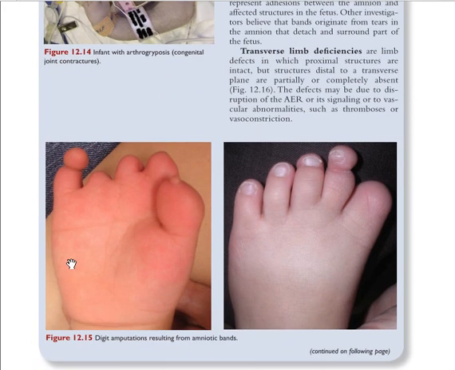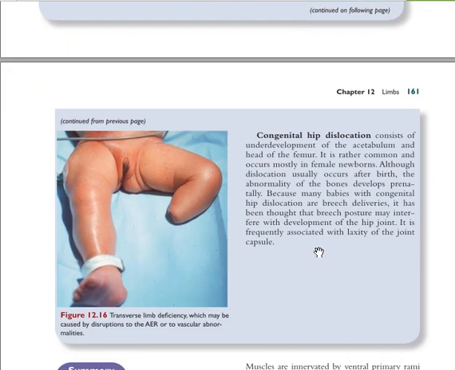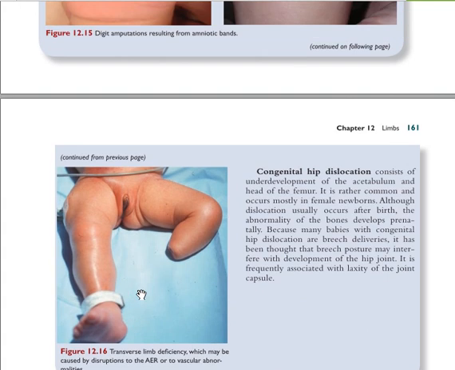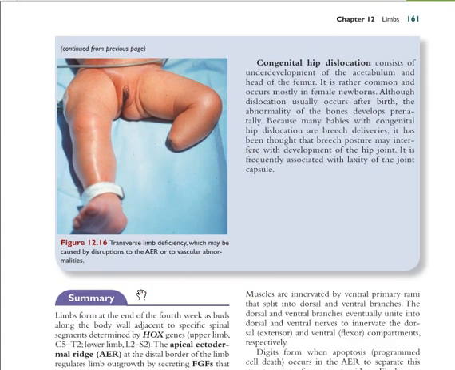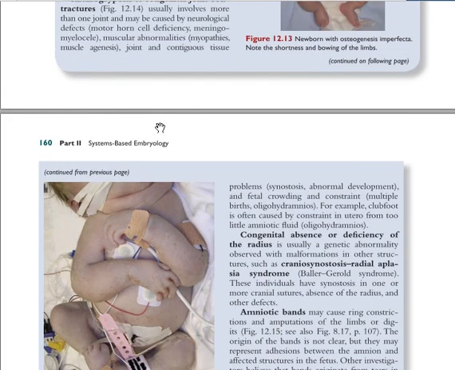This one now, these are band disorders. So you have digit amputation. This is also another digit amputation because of an amniotic band disease. So amniotic band disease are also there. So these are the transverse limb deficiency, which may be caused by disruption of vascular supply or due to vascular abnormalities. So you see that here you have a limb amputation, a transverse limb deficiency.